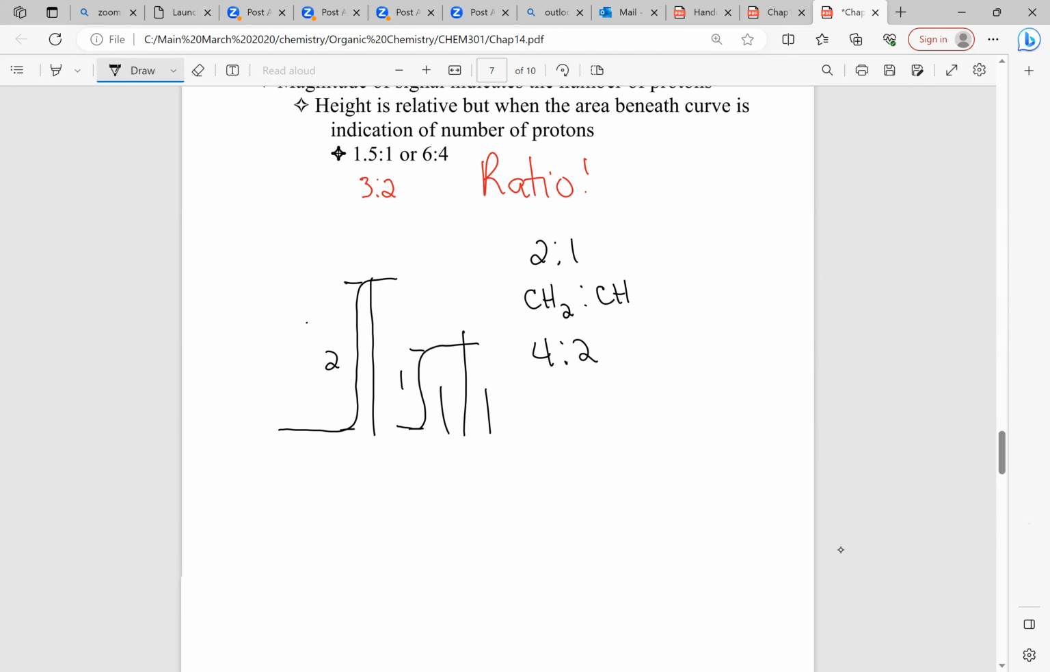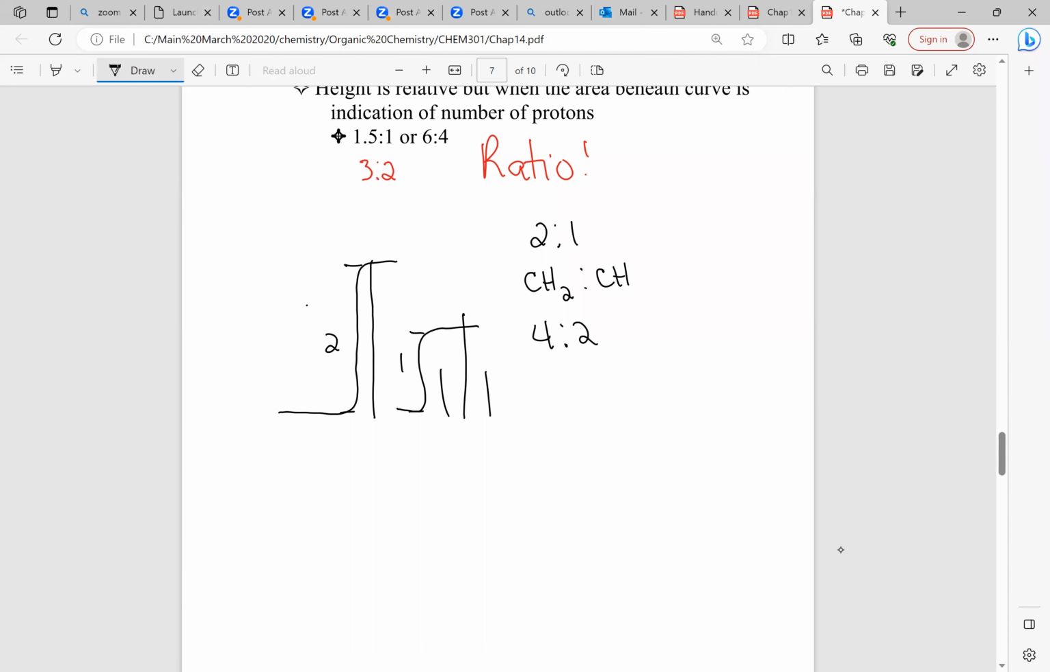On a lot of the current proton NMRs, it will literally just tell you how many protons, and you would see something like this. You would see a 1 above it, and you would see a 2 above it, and then you would see a 1 above it. And again, that is the ratio. Yes, it could be 2 hydrogens to 1 hydrogen, but never be afraid to go up to the next ratio.